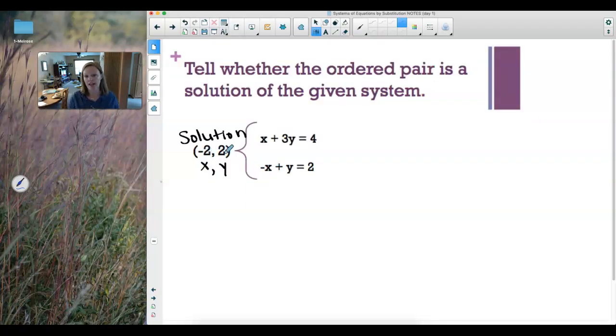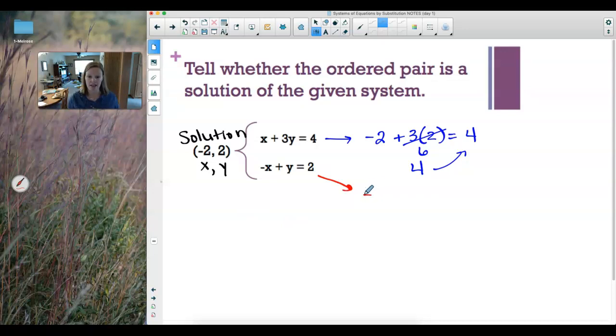Let's try -2 and 2 for x and y. In the first equation, we'd have -2 plus 3 times 2 equals 4, and we need to see if that's true. 3 times 2 is 6, and -2 plus 6 is 4. So 4 equals 4. It works in the first one. We need to check if it works in the second one.